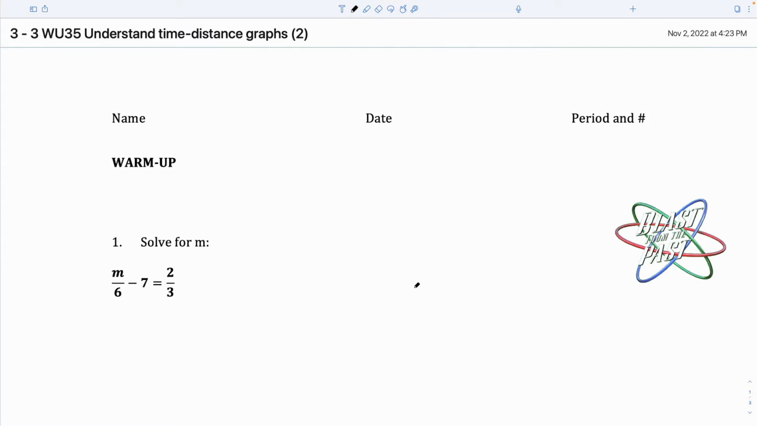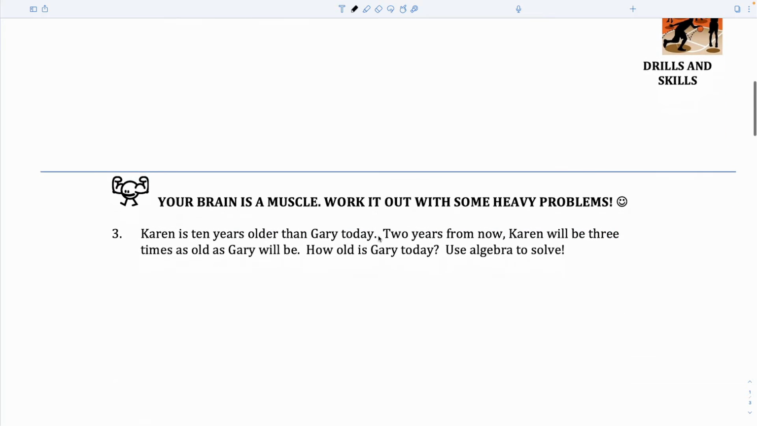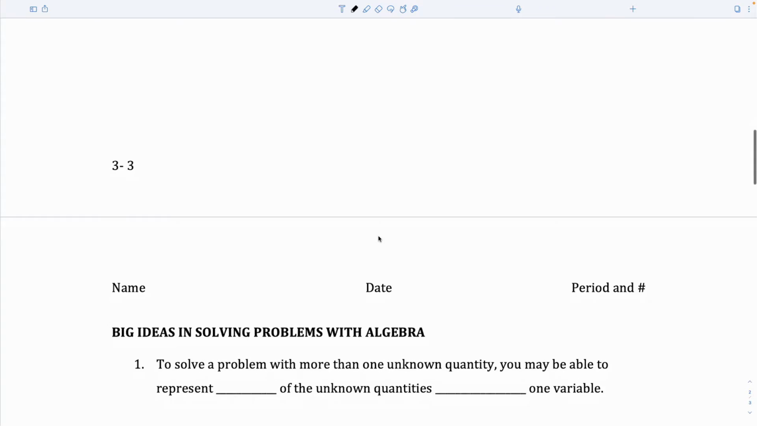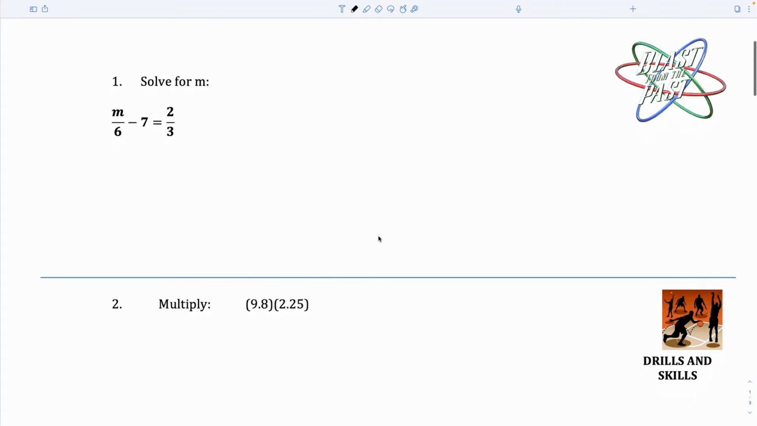You guys have a sub today, but you know the drill by now. You're going to complete the warm-up to the best of your ability. Then you'll fix any blunders that you see on the video. Then you're going to complete the notes just like class. So the warm-up, press pause if you haven't done it, then press play when you're ready to review.